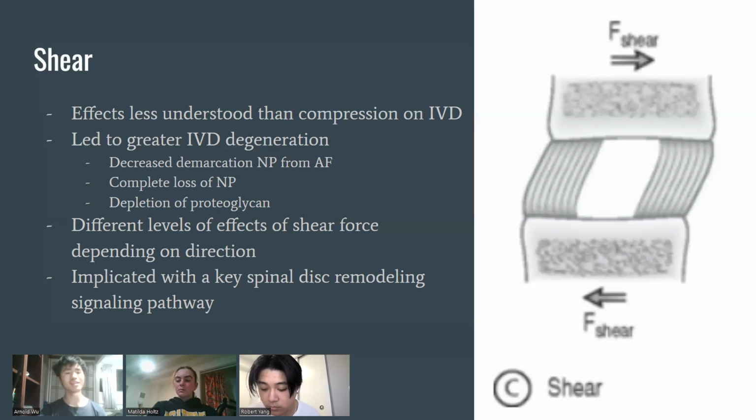And finally, shear force has been implicated in a key spinal disc remodeling signaling pathway with AP1 as its final product. AP1's main function is to degrade the proteoglycan family of the extracellular matrix, which remodels the gel-like substance in the spinal disc. Other studies have proposed to selectively inhibit this signaling pathway as a means to treat degenerative disc disease.